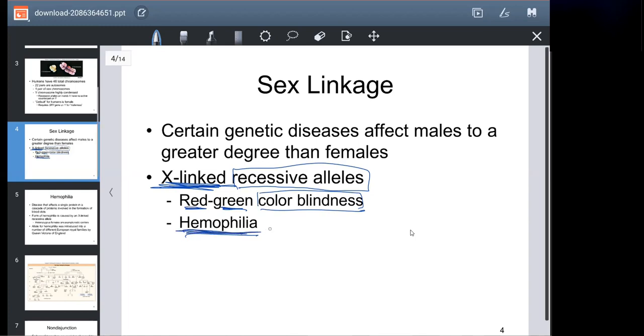Hemophilia is a condition where the affected individual has a blood clot problem. And this is very important, because if your blood cannot clot, then it'll keep bleeding, especially if you have internal bleeding. That will be very hard to detect, and it could lead to very serious problems.